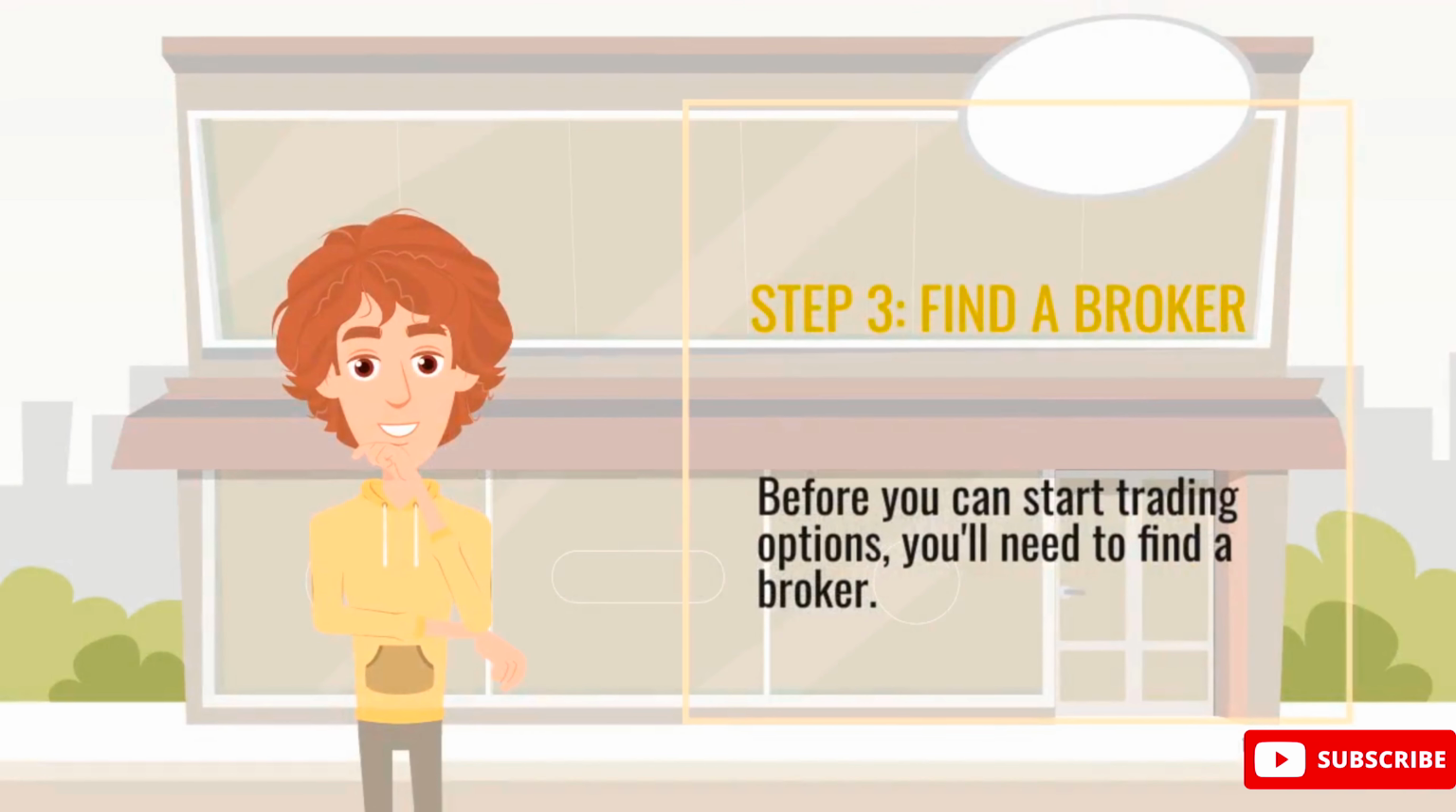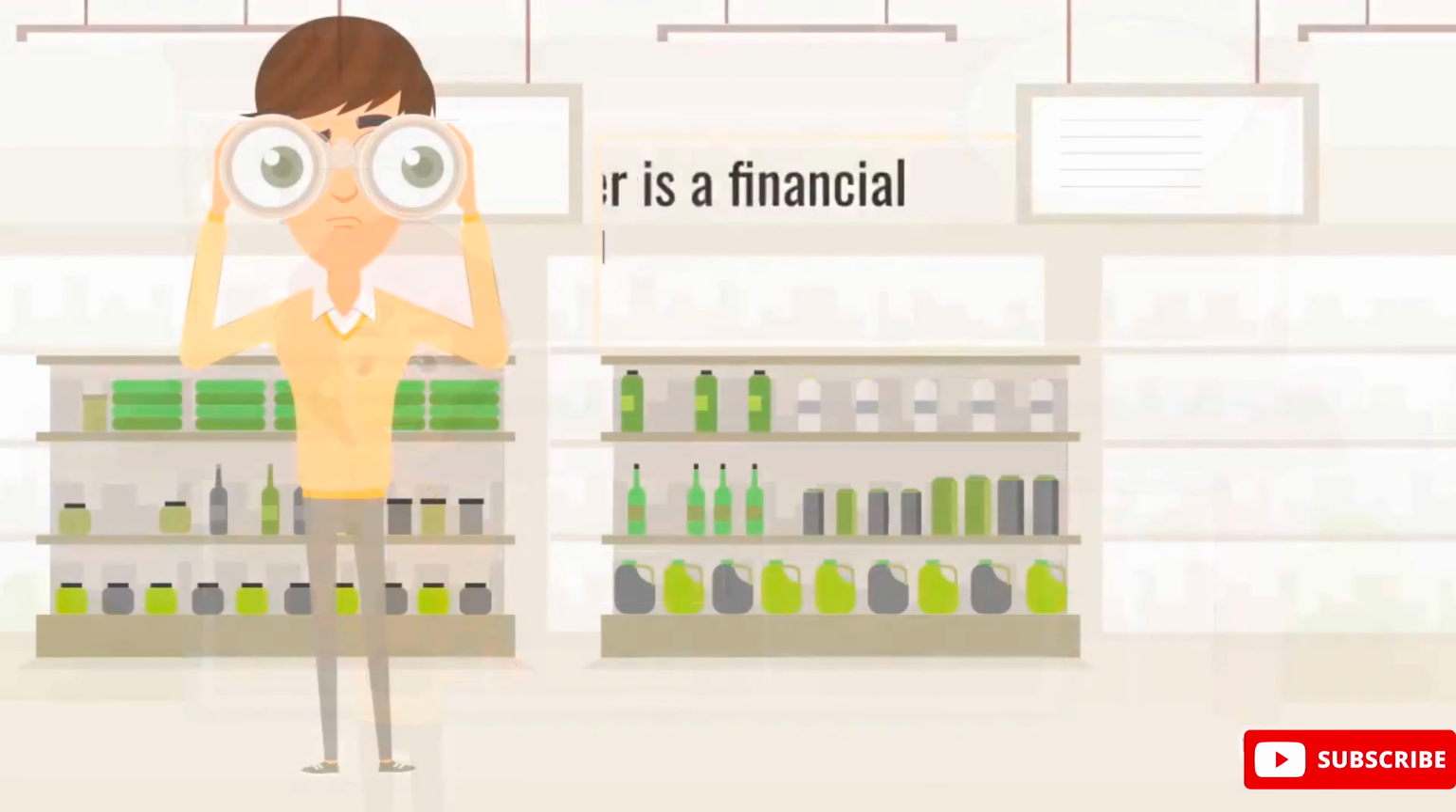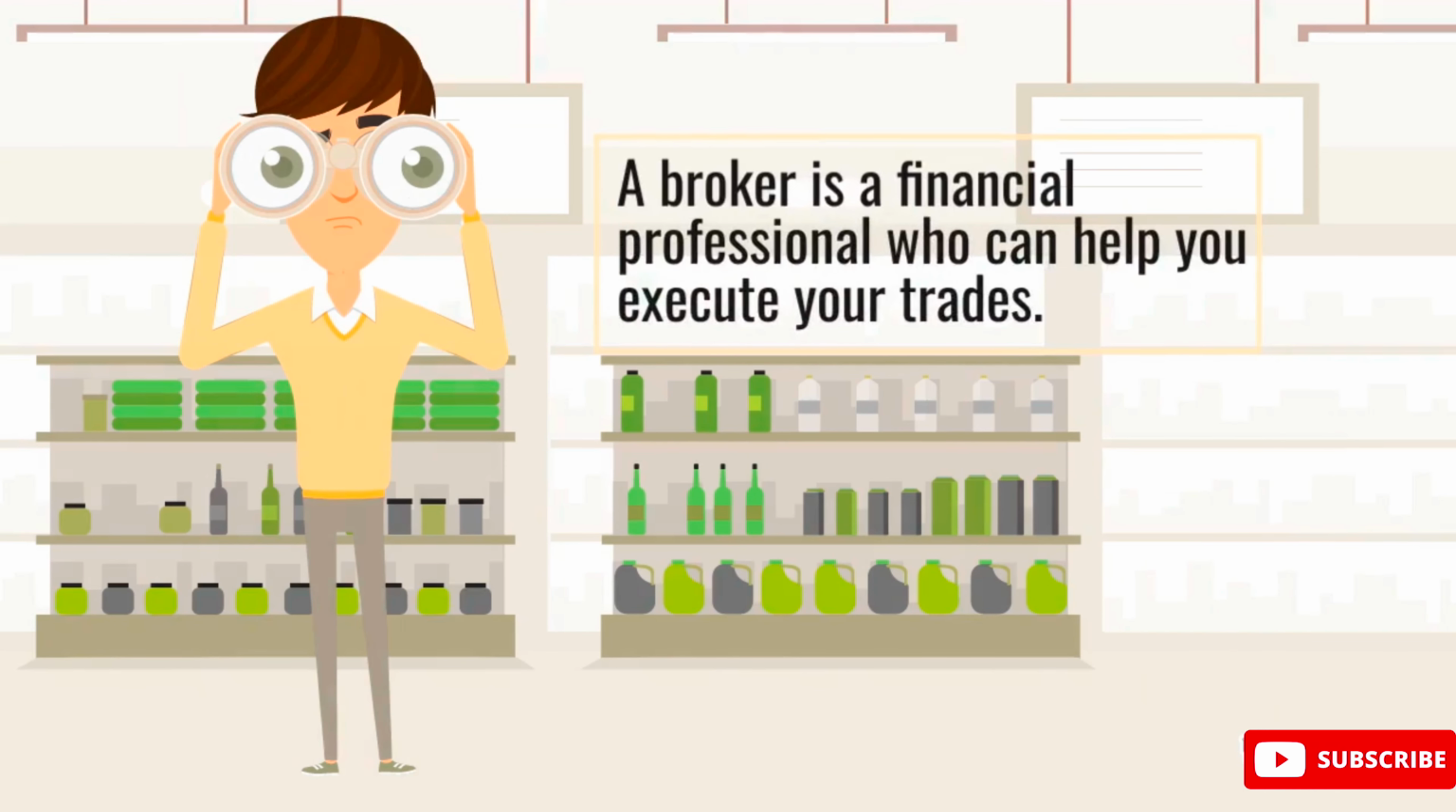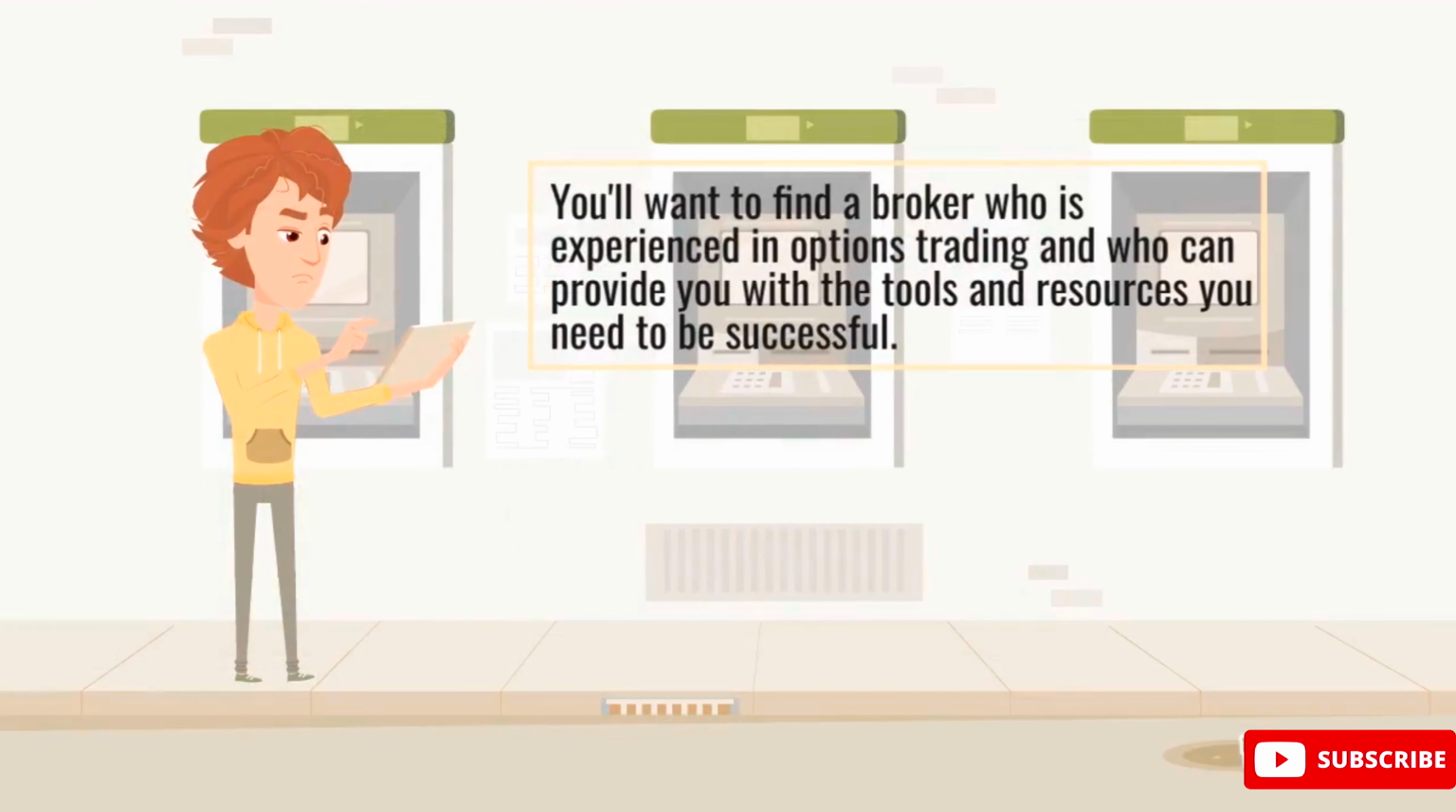Step 3. Find a broker. Before you can start trading options, you'll need to find a broker. A broker is a financial professional who can help you execute your trades. You'll want to find a broker who is experienced in options trading and who can provide you with the tools and resources you need to be successful.